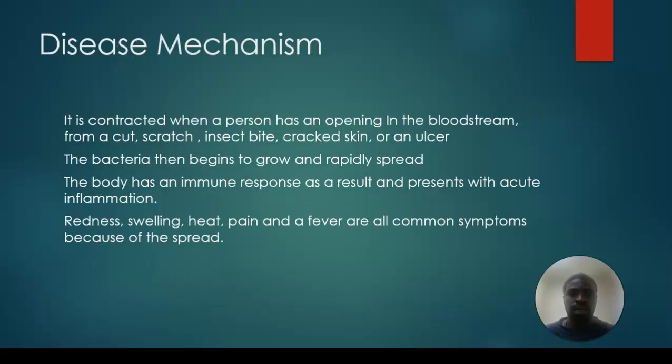Disease mechanism, it is contracted, like I said earlier, when a person has an opening in the skin. It gets into the bloodstream through either a cut, scratch, insect bite, cracked skin, or an ulcer. The bacteria begins to grow very rapidly, and then the body has an inflammatory response. This can result in redness, swelling, heat, pain, just pretty much any symptoms you get when you have an infection.